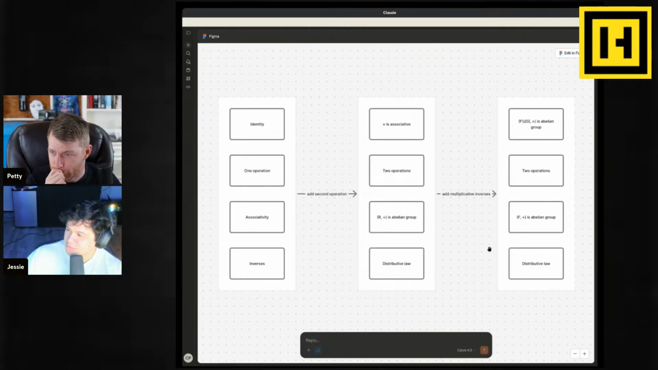Okay, let's go from top left. So identity, one operation, associativity, inverses. That's a group. The middle one is add a second operation, a ring. So a ring and a field both have two operations. Yeah. So multiplication is associative. Two operations. R comma plus is abelian.